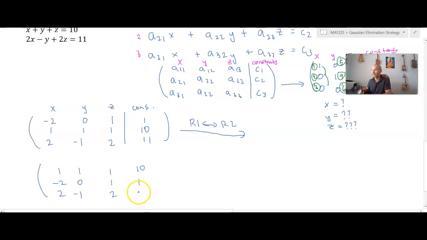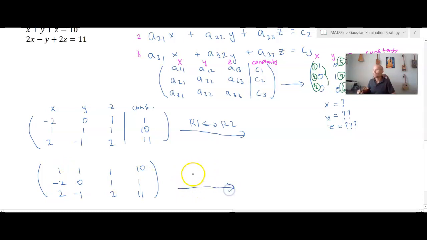Whoops. It's going to be an 11 there. Okay. So now my strategy is, I wanted to make that first row, first column value a 1, which it already is, so I get to skip a step. Now I'm going to use that 1 to help me cancel out the negative 2 in the second row and the positive 2 in the third row.